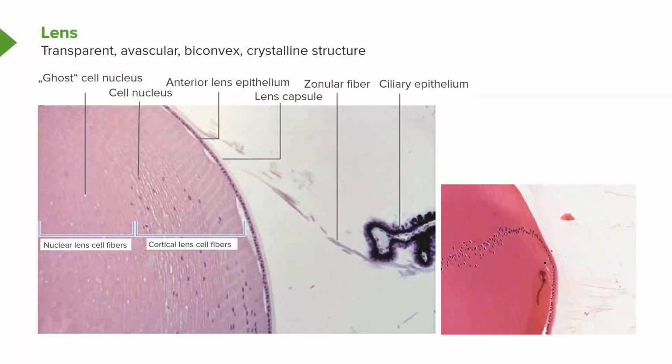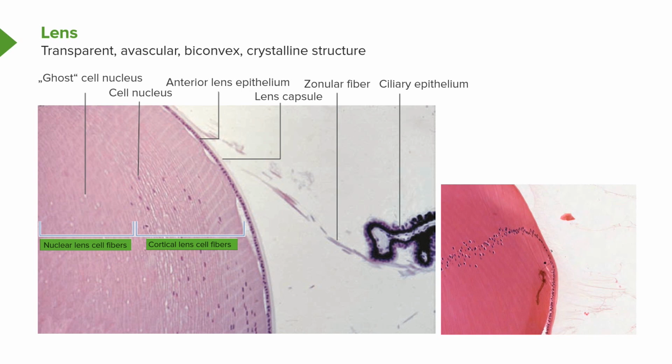So let's look at the lens now in more detail. On the left-hand diagram, it's a large picture, you can see the zonular fibres extending from the ciliary epithelium of the ciliary processes, and then you see the structure of the lens. It's got a capsule all the way around it, a clear, transparent capsule. And then underneath that capsule is an anterior epithelium, the lens epithelium. It's only on the anterior surface. The posterior surface doesn't have that epithelium. And those anterior lens epithelial cells produce the lens fibres.